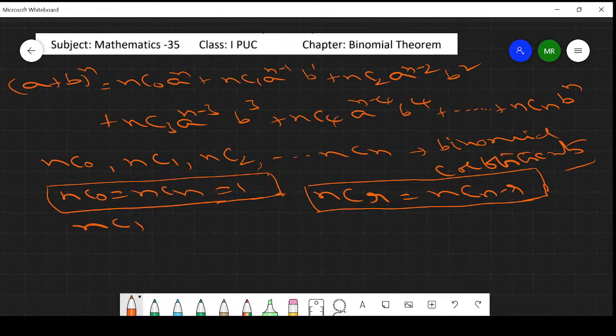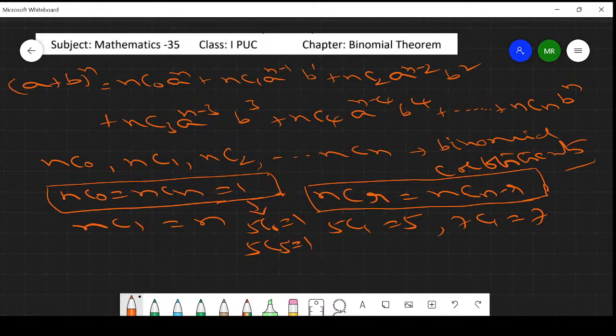Again remember, nC1 is always equal to n. For example, 5C1 is 5, 7C1 is 7. I am giving you examples. 5C0 is 1 only. 5C5 is 1 only. Remember those values. nC1 is n. 5C1 is 5. 7C1 is 7. 5C0 is 1. Even 5C5 is 1.